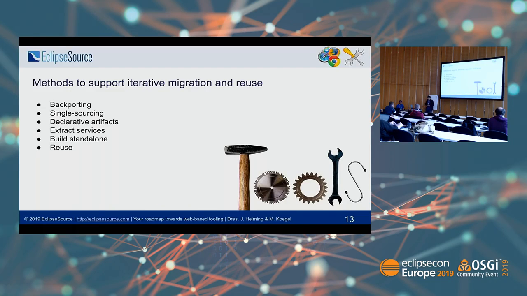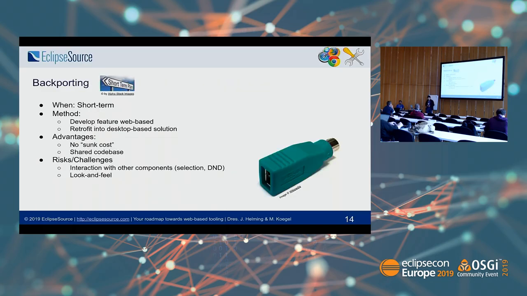What I would like to look into is some methods to help you with actually applying what Jonas said before. So methods to be able to iteratively convert your tool into a web-based version while you don't duplicate the whole development effort and while you keep your desktop tool running, because that's essentially the goal. I'm not going to read those out. In the following slides, we're going to step by step go through the different methods that I have on the slides here. And the first one I would like to start with is backporting.